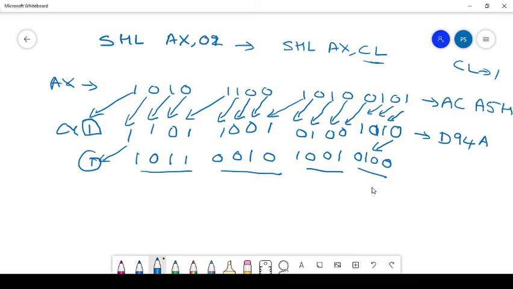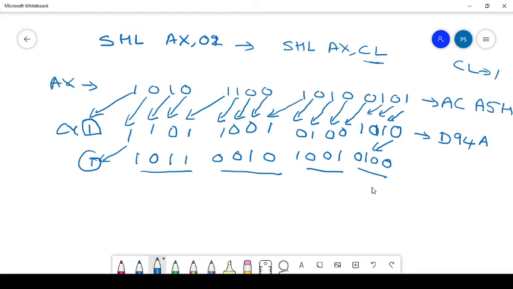and this will be moved to the carry flag and insert 0 in MSB. Insert 0 in MSB position. This is the shift right one time. So the answer becomes 0 1 0 1. That is 5 6 5 2 H. This is for SHR AX. Now we'll go for the next one.